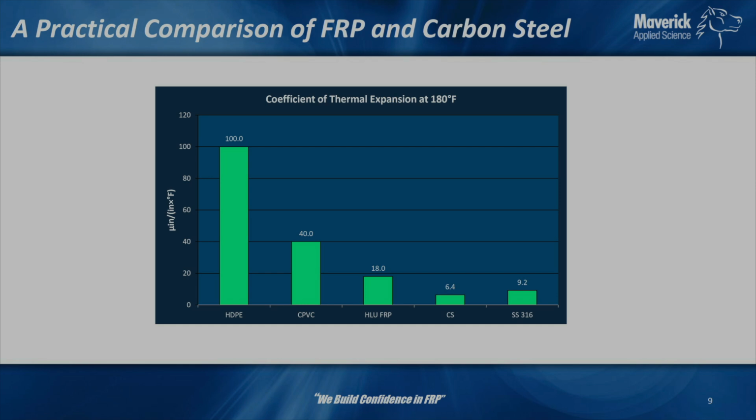So here's carbon steel here. This is basically a coefficient of thermal expansion. Just for relative terms, we'll just call that the 6. You've got stainless over here, and then here's FRP. This is hand layup versus filament wound FRP at 18, and we're talking about at 180 degrees.